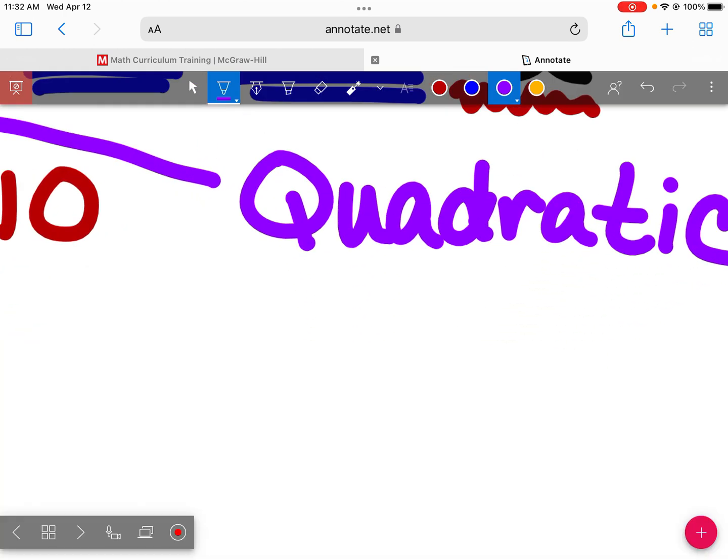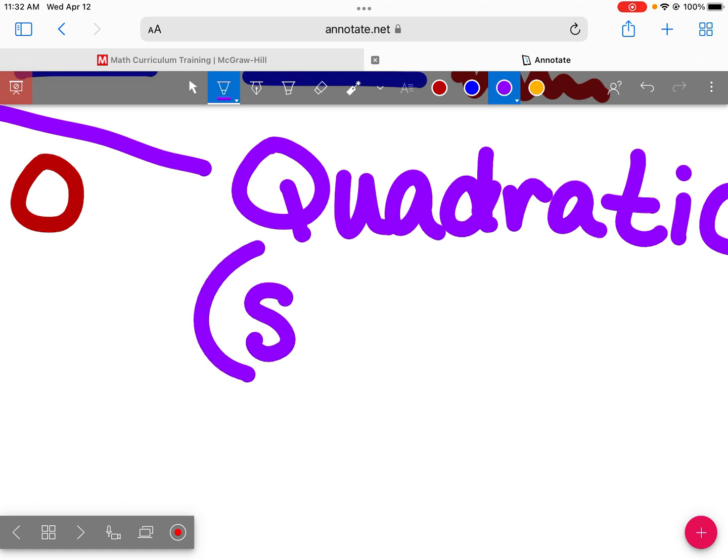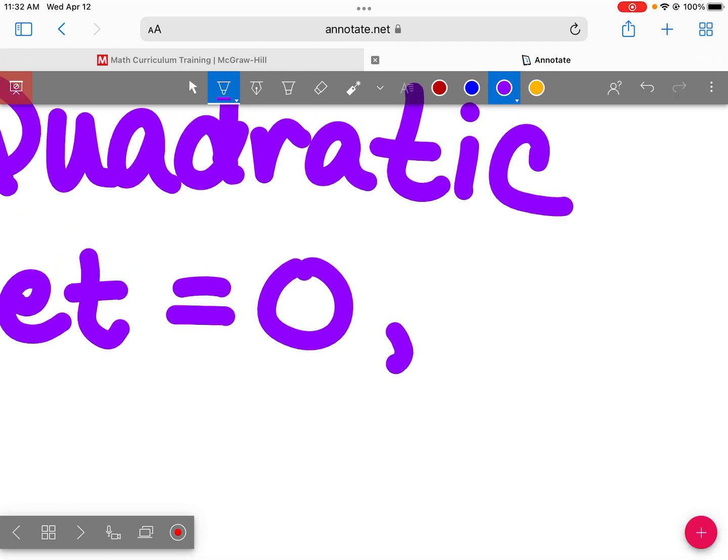The way we solve quadratic equations is first, we need to set them equal to 0, and then we need to factor them.